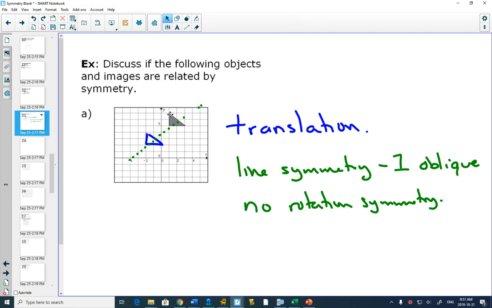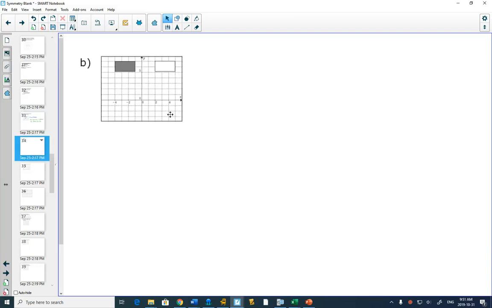So for each of these ones, I want you to first think on your own. Does it have rotational symmetry? Does it have line symmetry? The answer to this one? Yes.